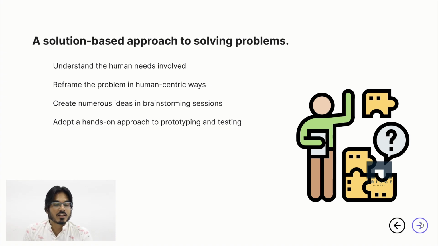It understands the human needs involved, reframes the problem in a human-centric way, and creates numerous ideas using brainstorming and all those different solution methods. And after that, it creates a hands-on approach for prototyping and testing. So this is the process we go through in design thinking. There are five different stages in design thinking: empathize, define, ideate, prototype, and test. Let's go through all these five stages one by one.